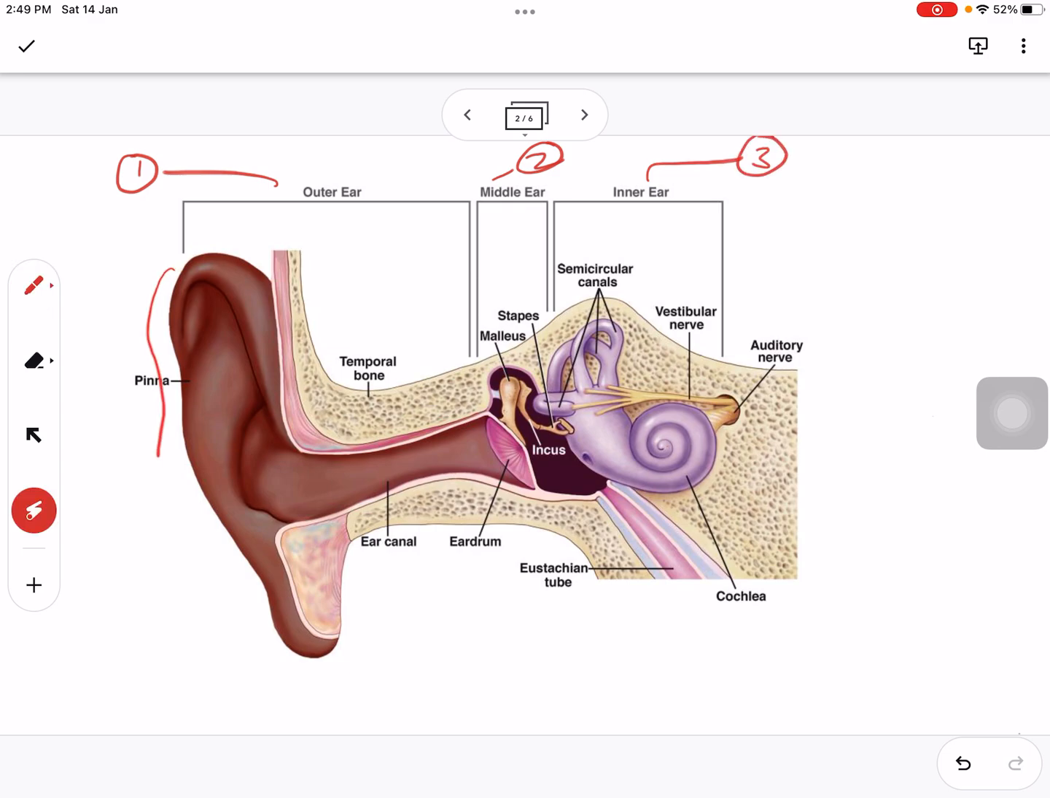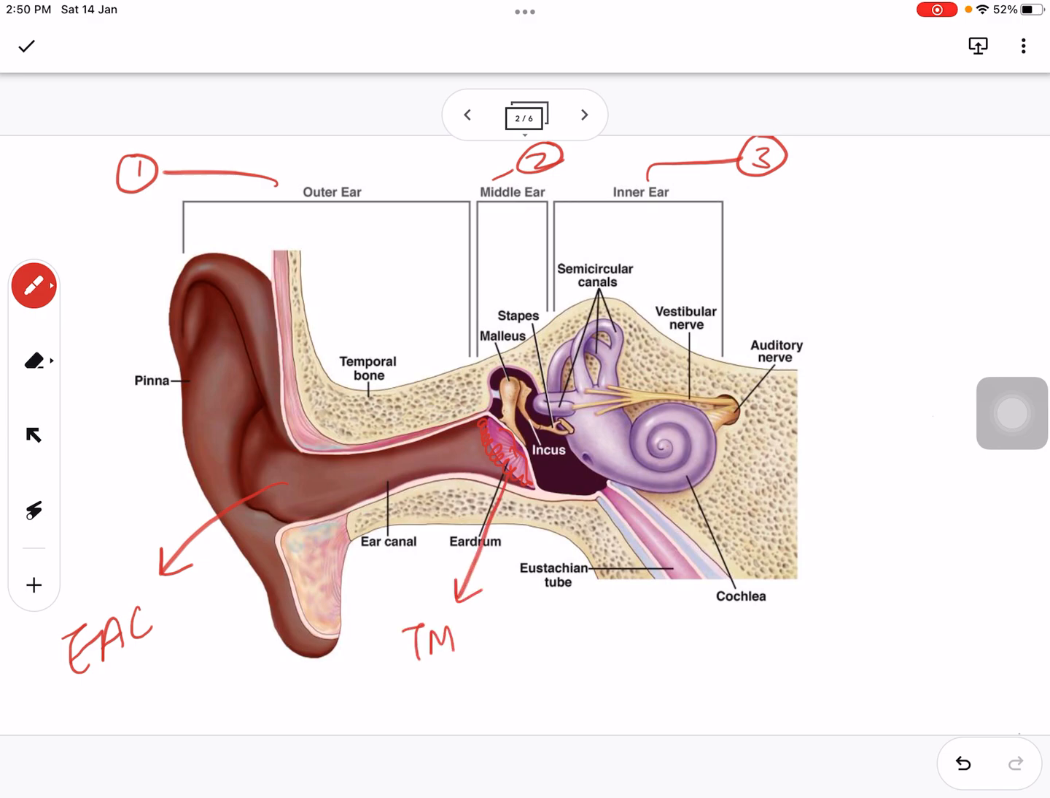Now, outer ear consists of pinna and a canal going inwards towards a tympanic membrane, which is called your external auditory canal or the meatus. Now, this extends into a very sensitive membrane called your tympanic membrane.